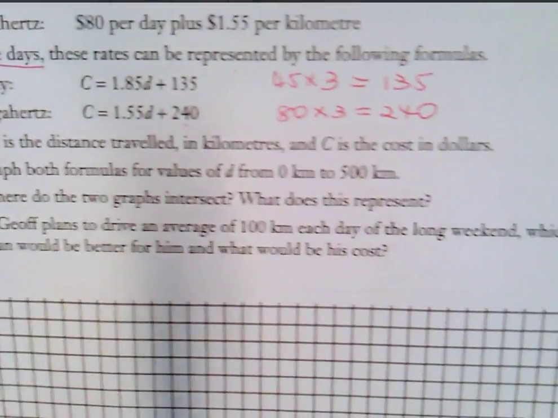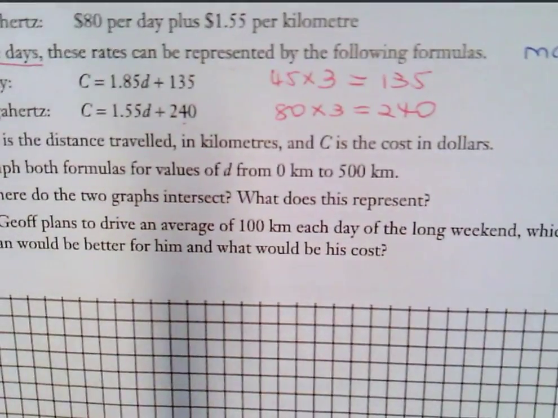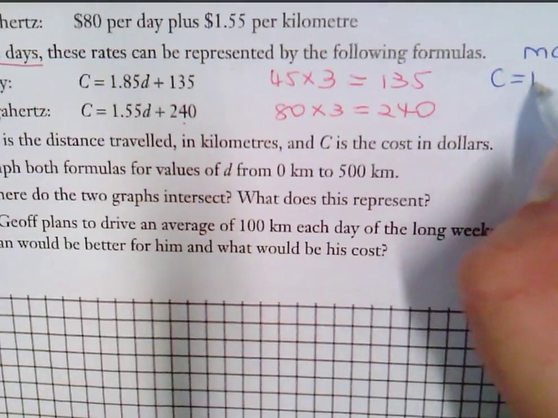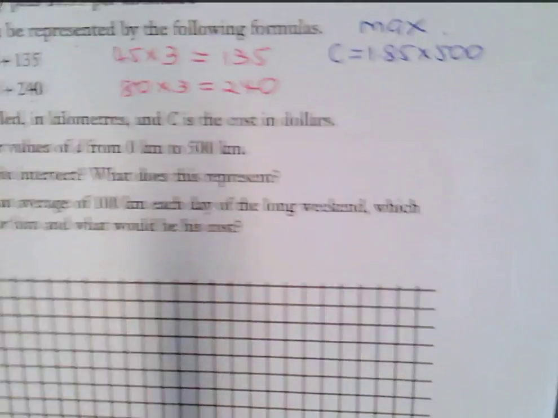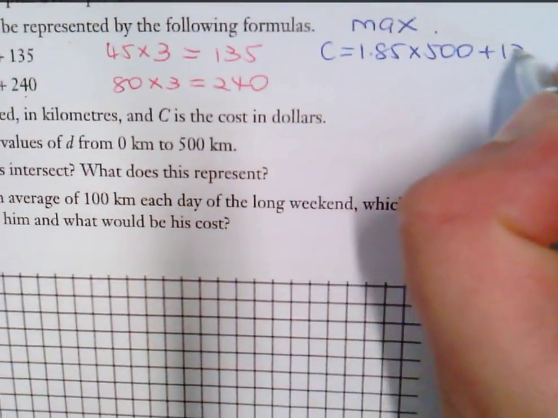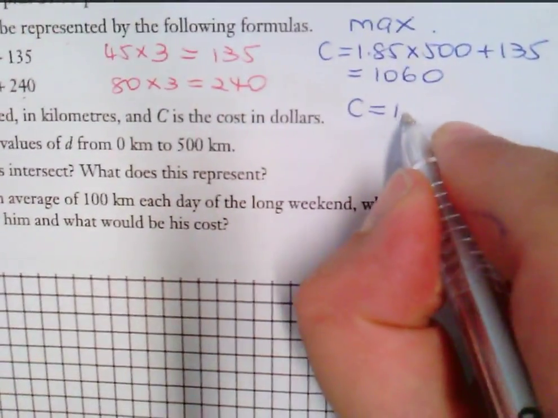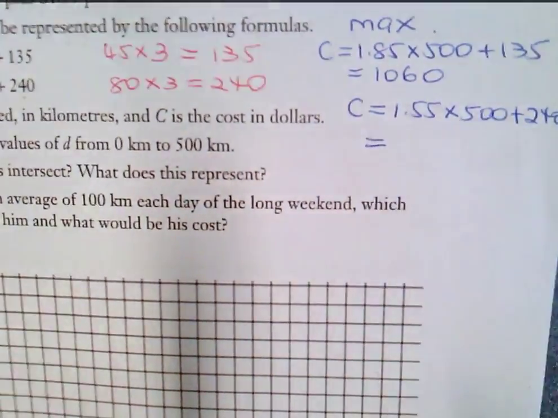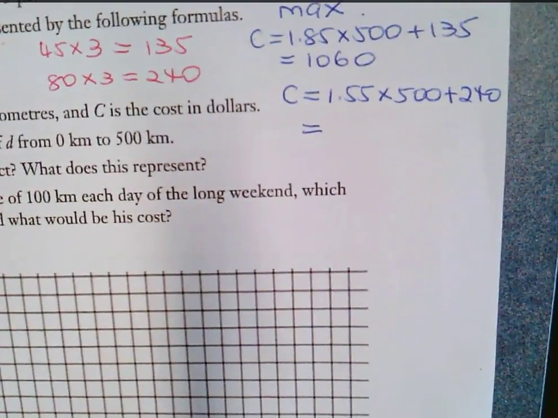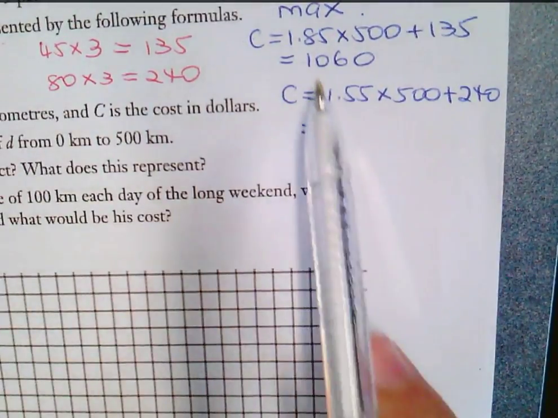So let's do D is 500. I'm just going to put the maximum here for my graph. Isn't it C is 1.85 times 500 plus 135? Do you get what I'm doing? So for the first one, it's 1,060. And for the second one, it's 1.55 times 500 plus 240. Can I actually have someone else checking it too? I need two people getting the same answer. 1,015? All right.